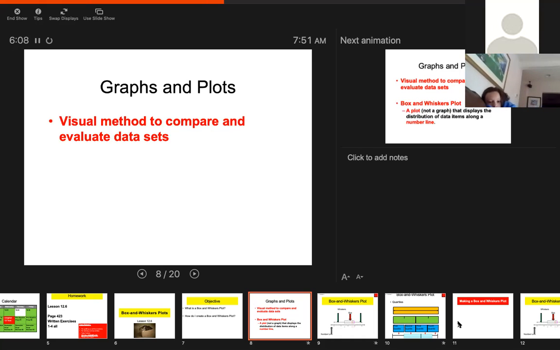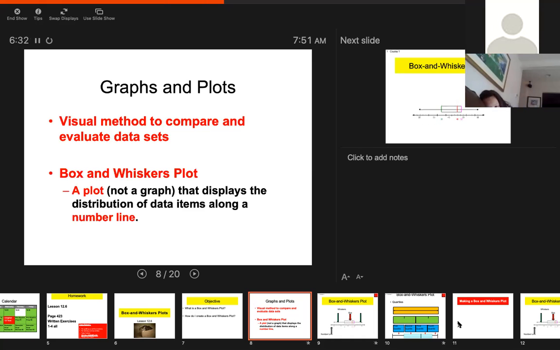In other words, we take these strings of seemingly random numbers, we organize them, and we put them in a visual form. We've learned bar graphs, we've learned line plots, and yesterday we learned stem and leaf plots. Today we learn a third plot. I should say bar graphs, not bar plots. We learn our third one, which is called the box and whiskers plot. I'm not going to have you write down the definition. It is a plot, not a graph, that displays the distribution of the data along a number line.